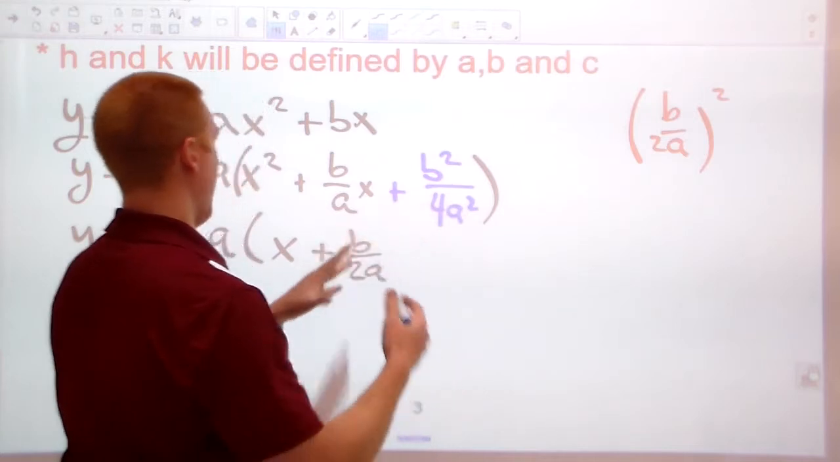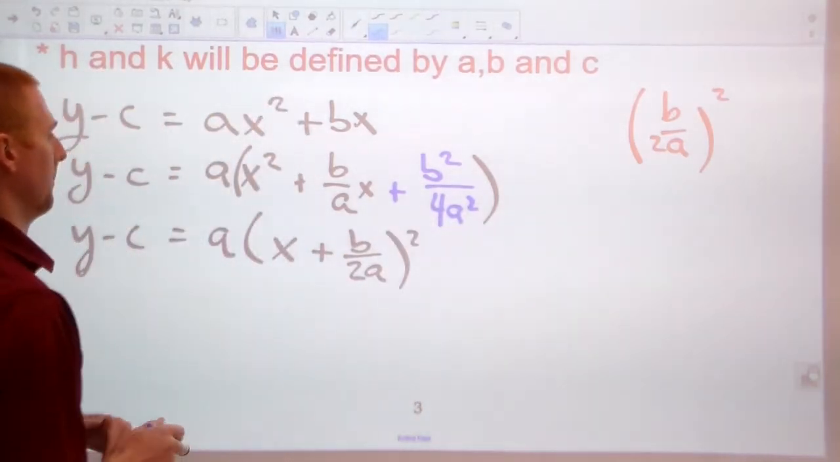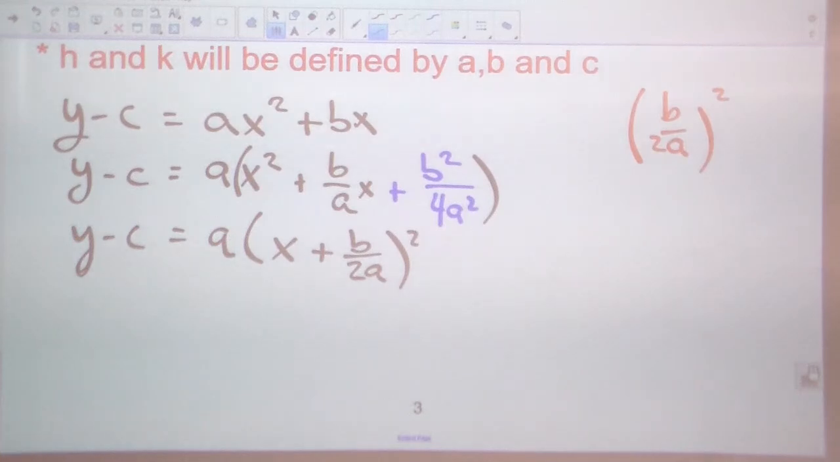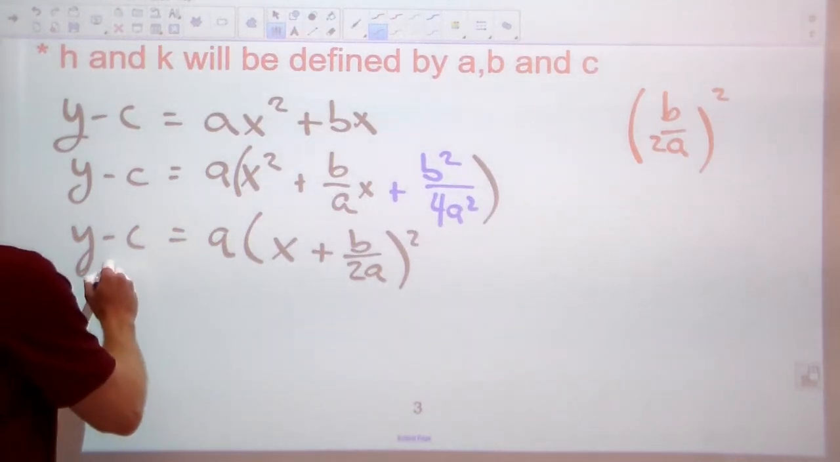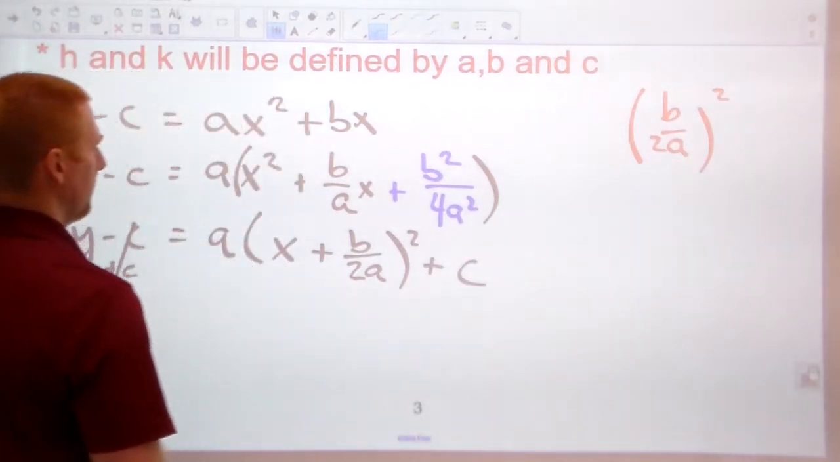And you could always do some factoring. It would probably get pretty tricky here, but it could be done to maybe confirm that. And I'm almost done. I'm just going to add that c to the other side. Go ahead and get that out of my way. So that ought to do it.